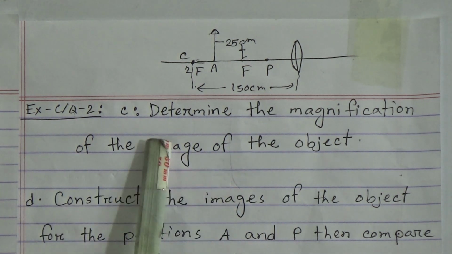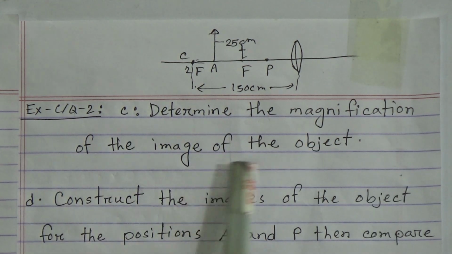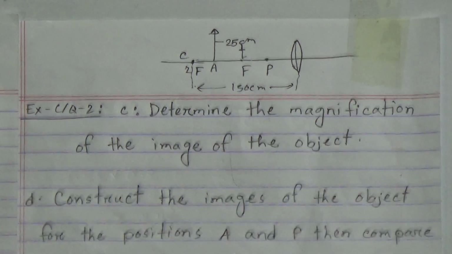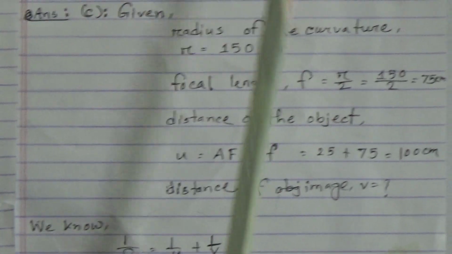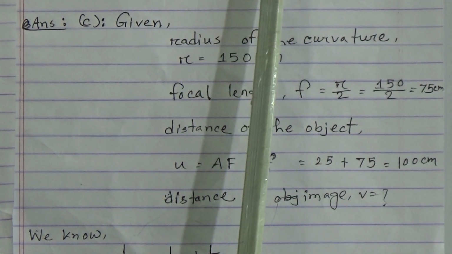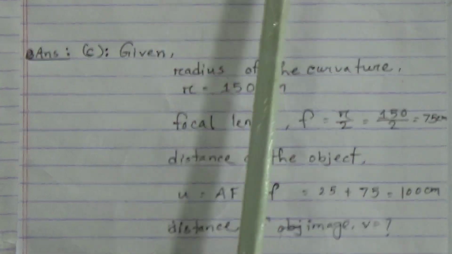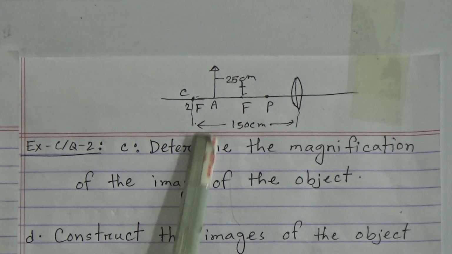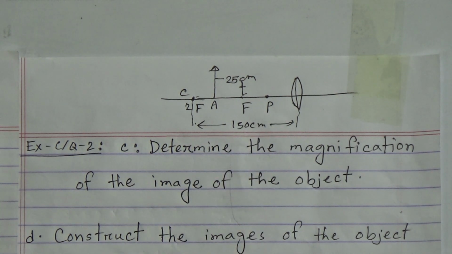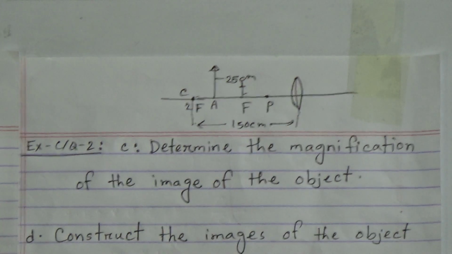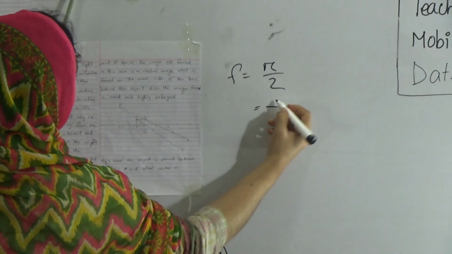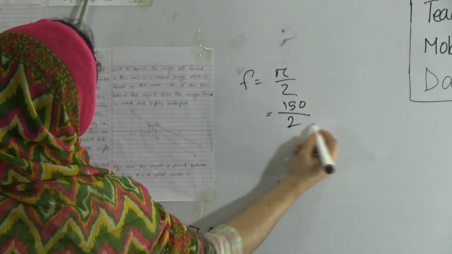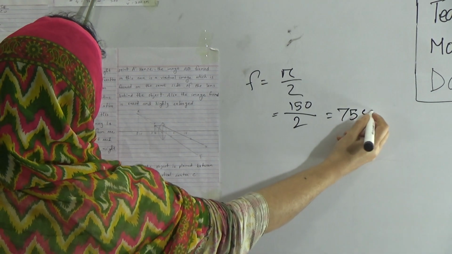Now my dear students, question number C. Determine the magnification of the image of the object. First of all we have to write what is given. From this figure, we can see that the radius of the curvature is given, 150 centimeter. The focal length, we know focal length F equals R divided by 2. So here R is 150 centimeter divided by 2, so it will be 75 centimeter.